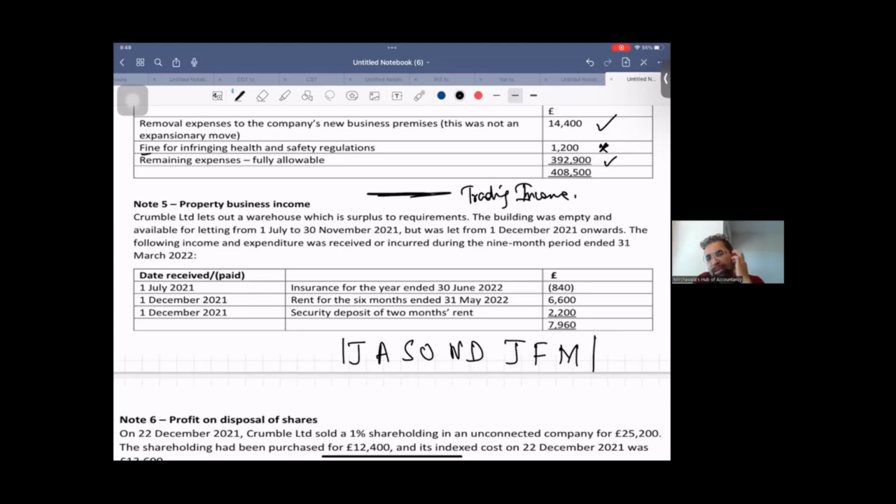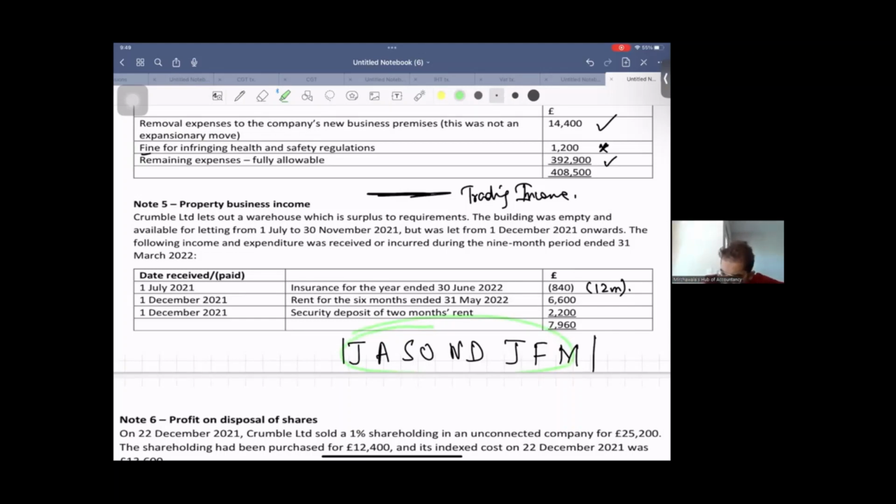So read this line. On 1st July, insurance for the year ended. You paid insurance for 12 months, from this 1st July to next June. Just think about it: out of these 12 months, how many months lie in your accounting period? July to next June, 9 months. These 9 months lie in the accounting period, the remaining 3 months are outside the accounting period.